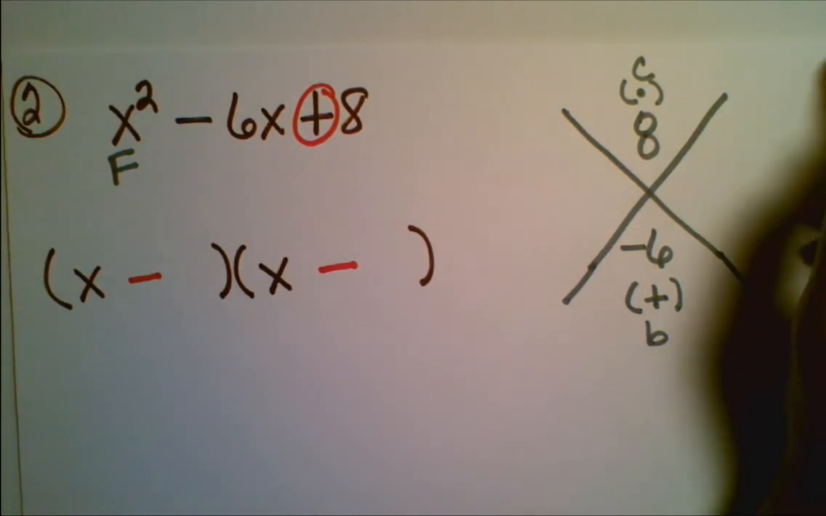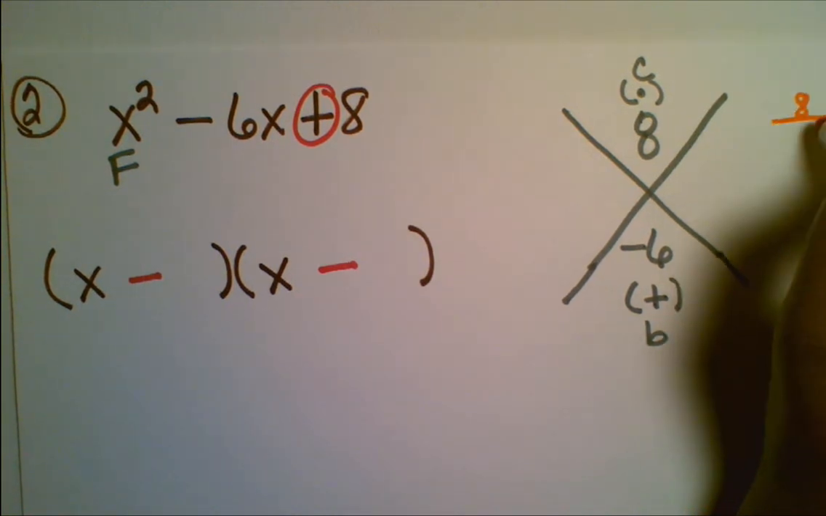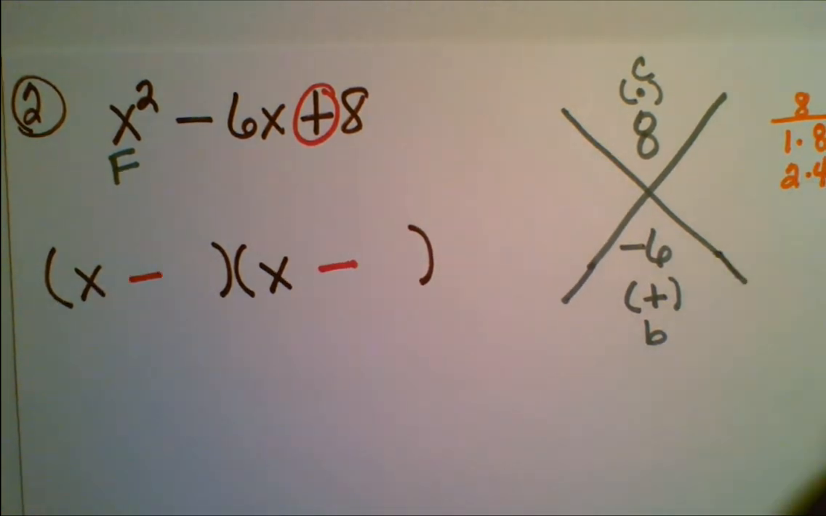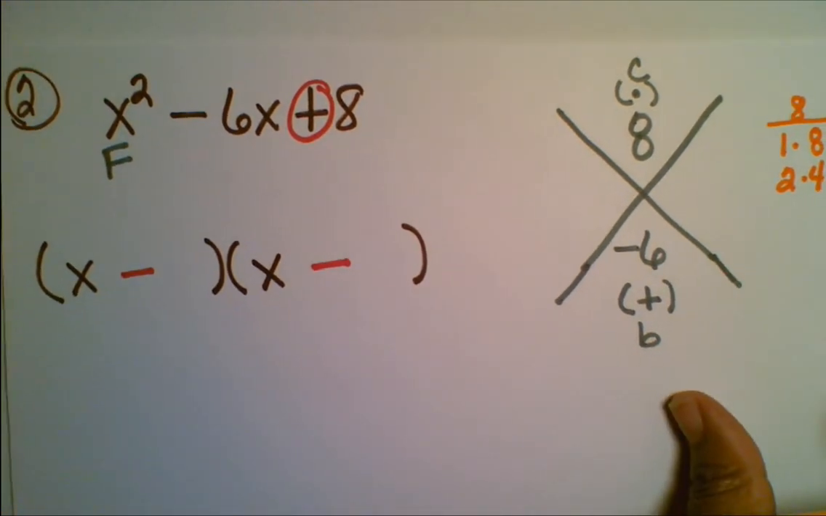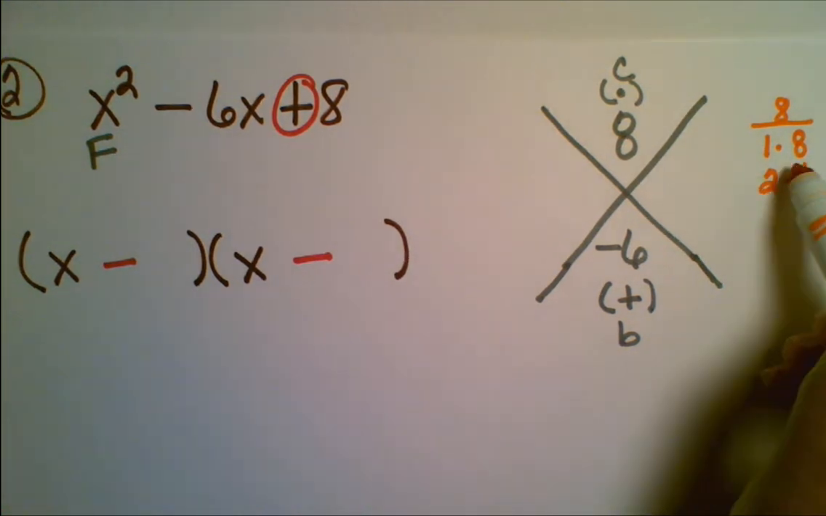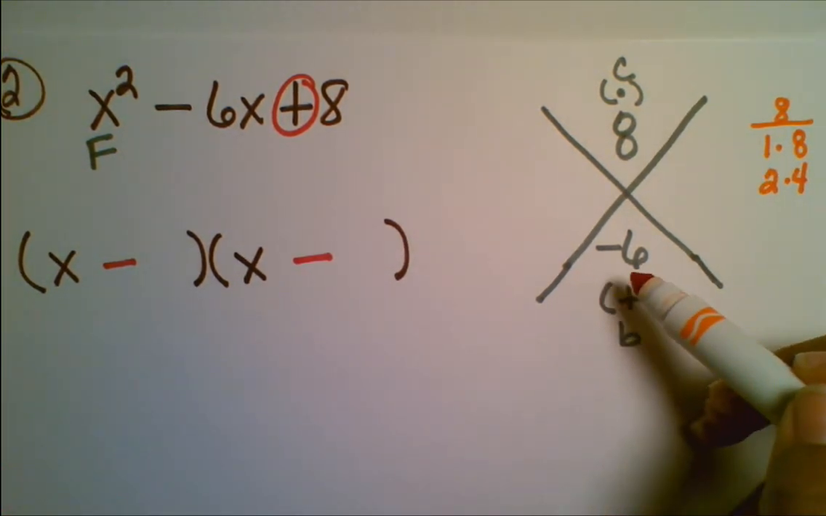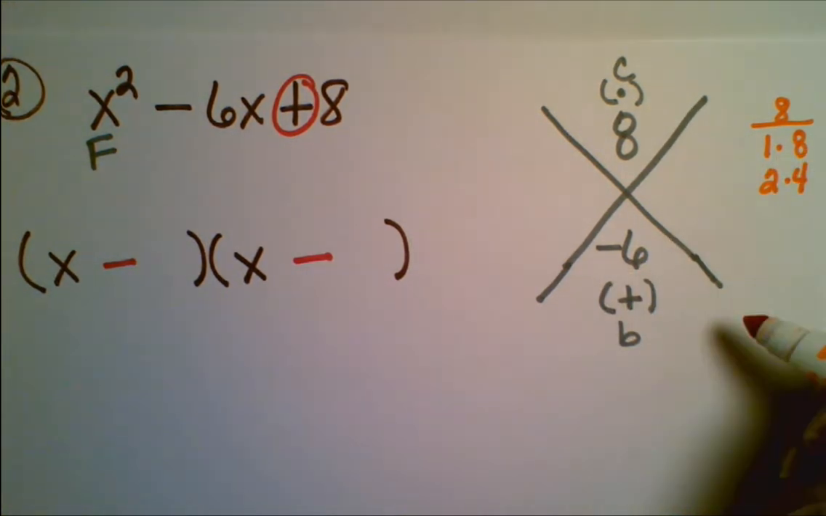So think of factors of 8. We have 1 and 8 and 2 and 4. So when we add, one of these sets of numbers will give us 6, and we'll put the negative where it needs to be.